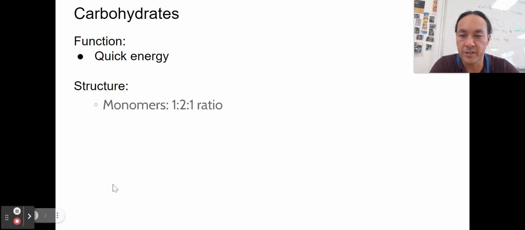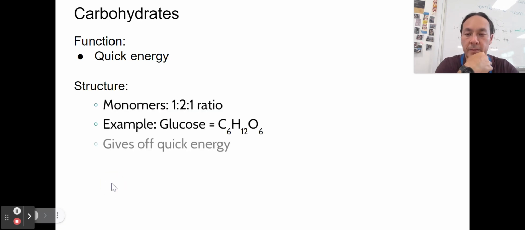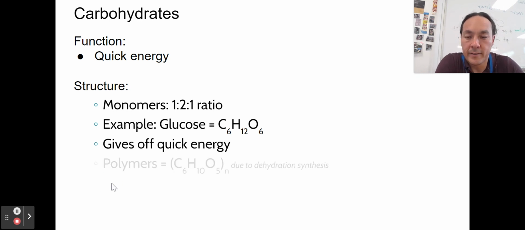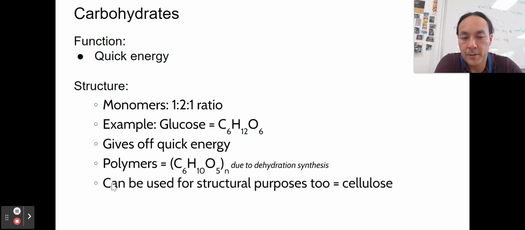All right, their function is quick energy. Their structure is in a 1 to 2 to 1 ratio. In the watery environment of our body or in water, they usually are like a ring-shaped structure that can be broken apart.